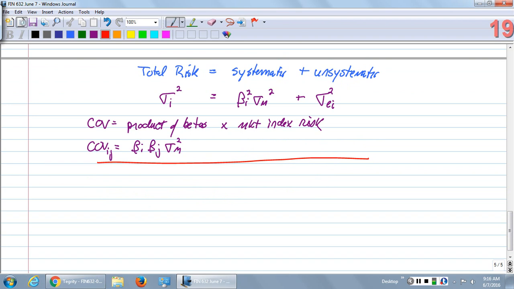If we want to know the correlation between two assets, the correlation between asset I and J. So the correlation of asset I and asset J is equal to the product of the correlations. So the product of the individual correlations with the market index.